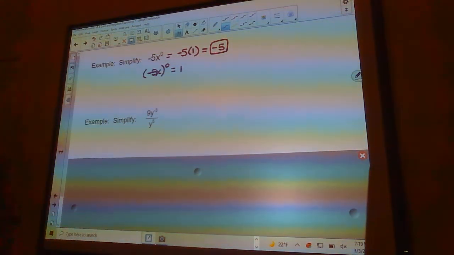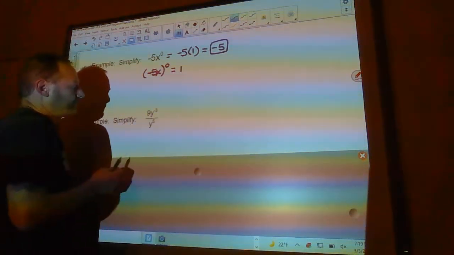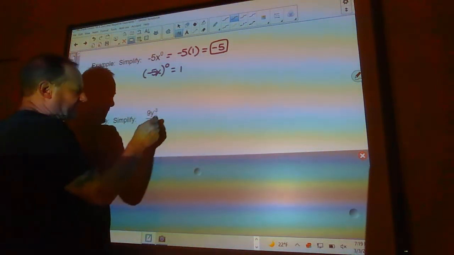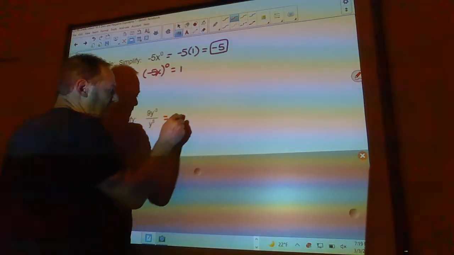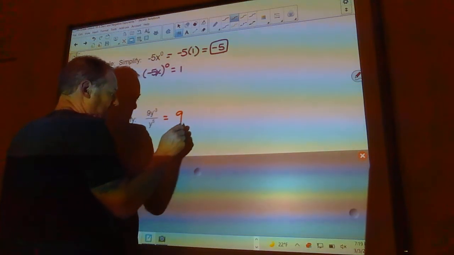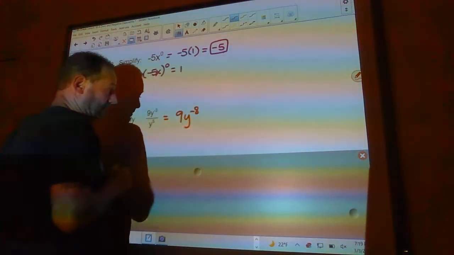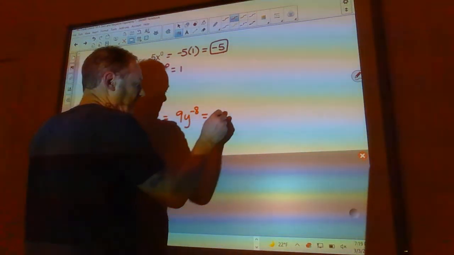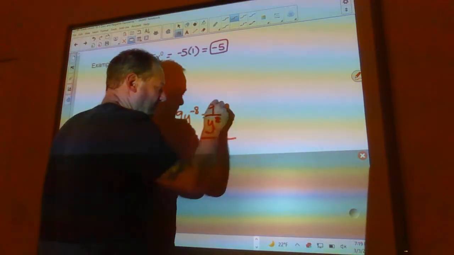All right, let's simplify this. So I could use my quotients of exponents rule. This would be negative 3 minus negative 5, so this would be 9 times y to the negative 8 power, which would be 9 over y to the 8th.